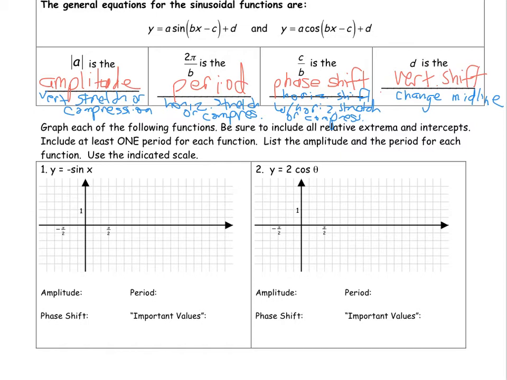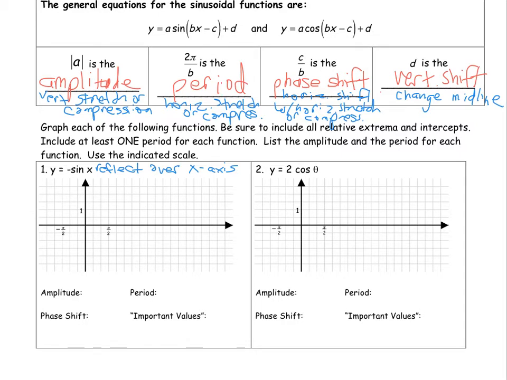Okay, y equals negative sine of x. Bingo. First thing that pops into your head, ooh, it's a reflection, right? Let's write that down. It's a reflection over the x-axis. Okay, so right there I've made a note of what I know it should look like right away.